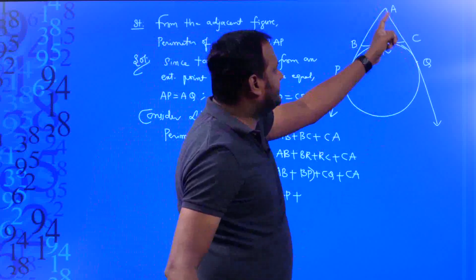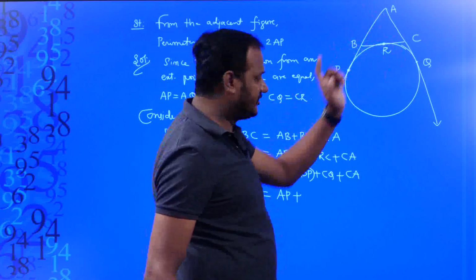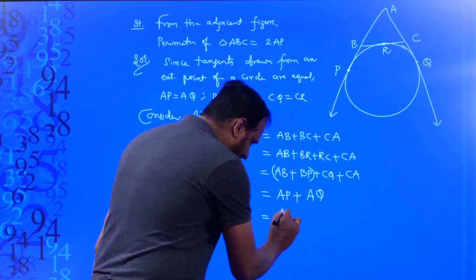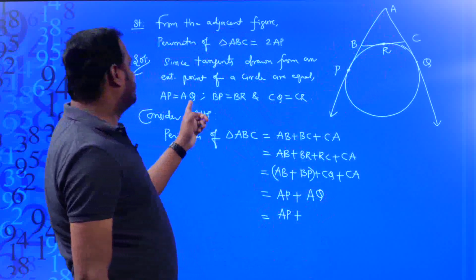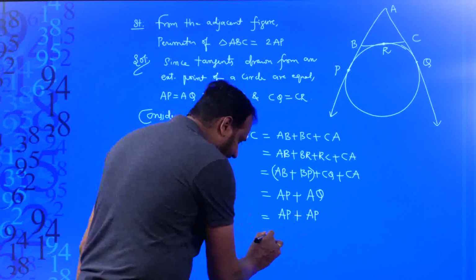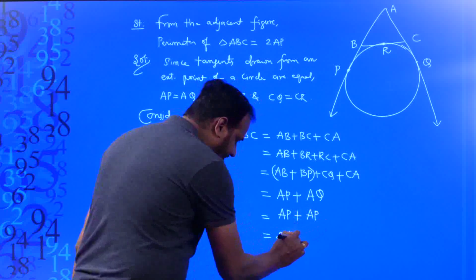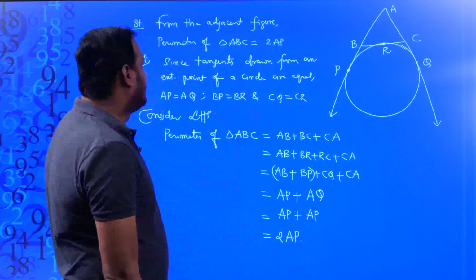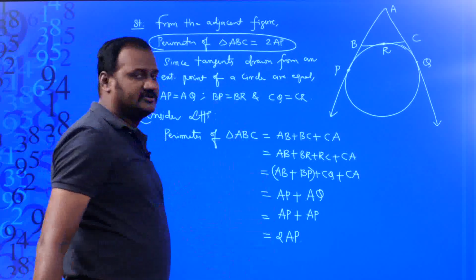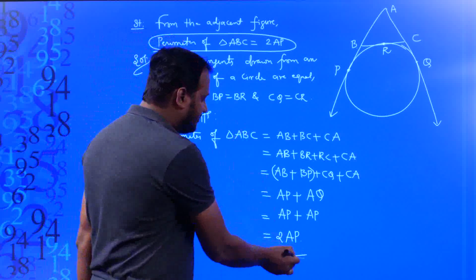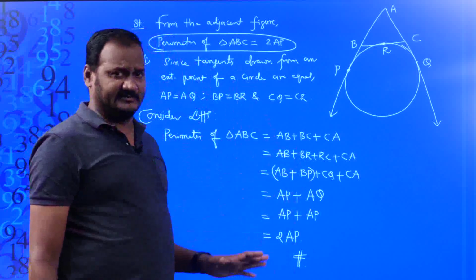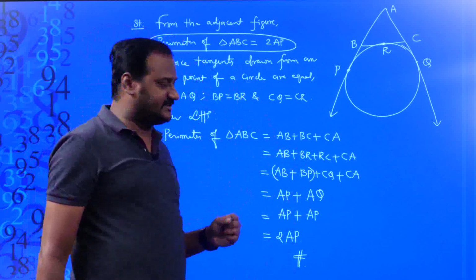CQ plus CA is going to be AQ, which is equal to AP, but instead of AQ, can I write AP again? Of course, I can. So AP plus AP is going to be 2AP. Therefore, the perimeter of triangle ABC is equal to 2 times AP. So this way we can easily prove this statement. Hope you understand, right? Yes.